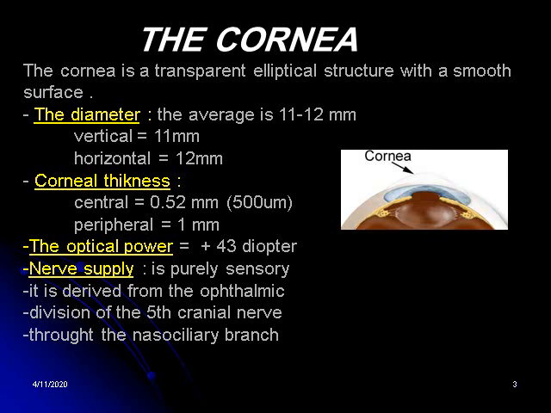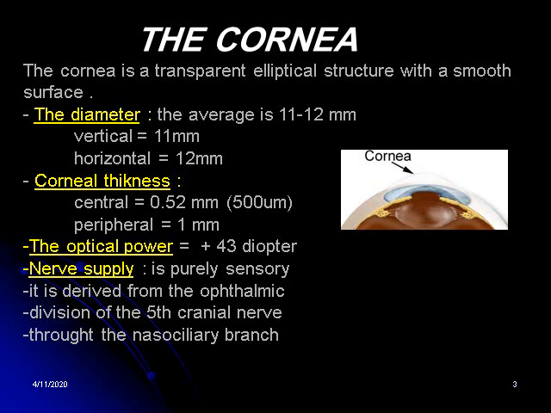Now, the optical power of the cornea is around 43 diopters, and all of you know that the total dioptric power of the eye is around 60 diopters. You can see that around 2/3 of the dioptric power of the eye is located in the cornea, and hence we can modify the refraction of patients by just changing the curvature of the cornea. This will make a huge difference in the total refractive state of the patients, which is known as refractive surgery.